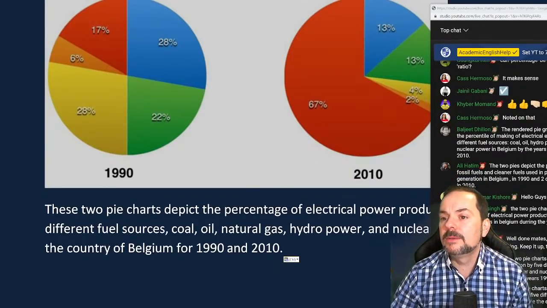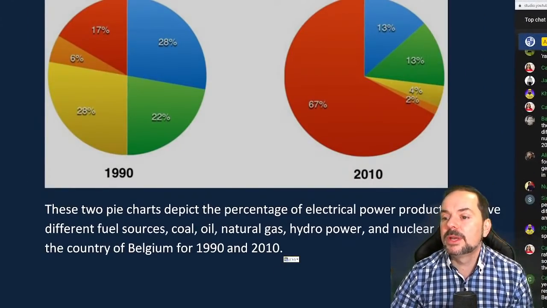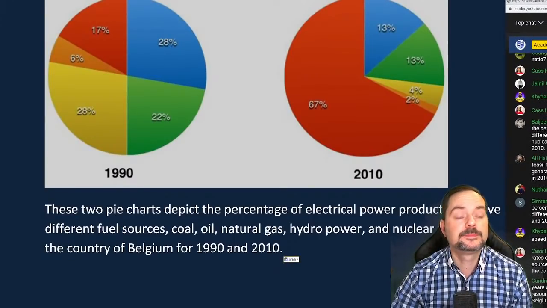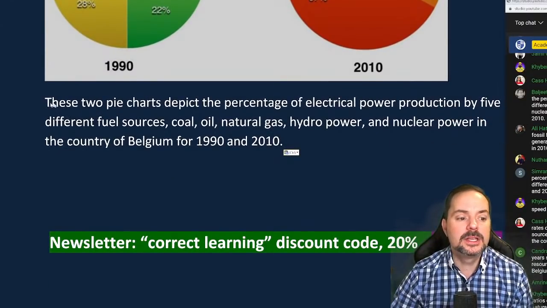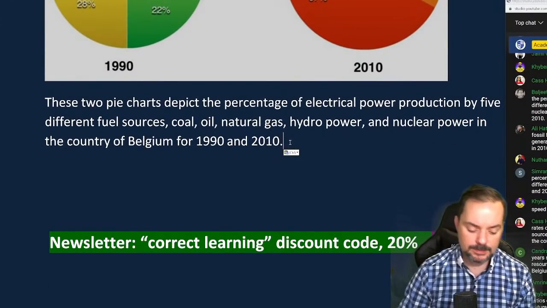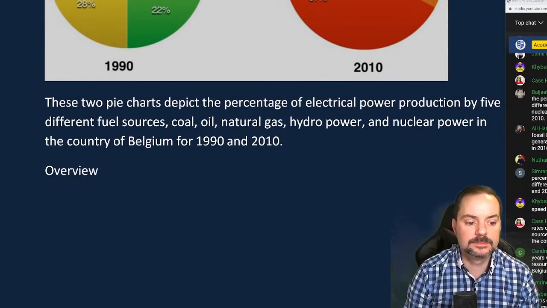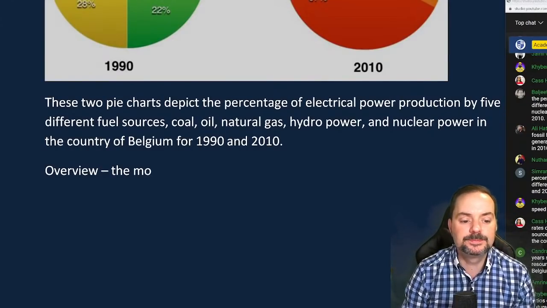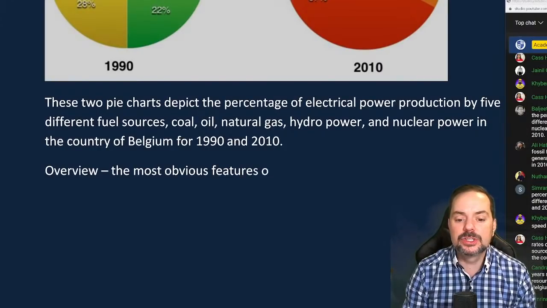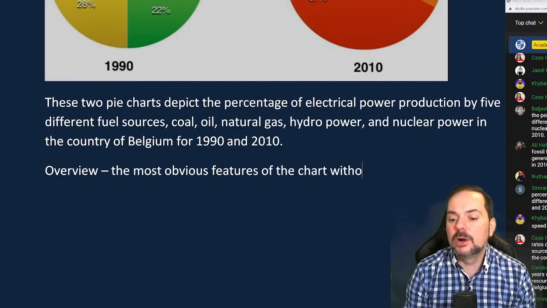All right, so let me just stick that there. Let me move the chat out of our way a little bit here. And then we'll get to the next step, which is the overview. The overview are the most obvious features of the chart without, let me capitalize that, without going into detail.